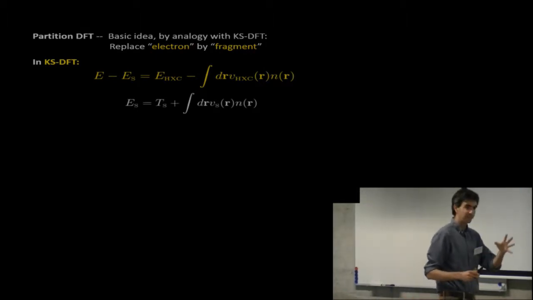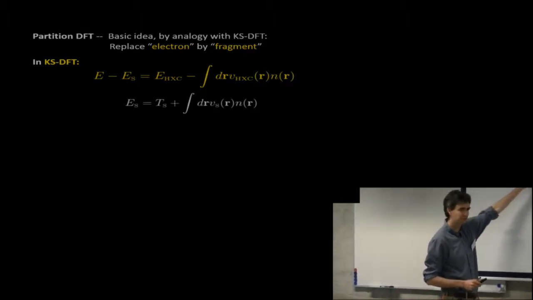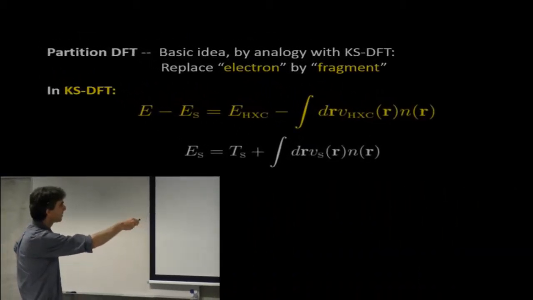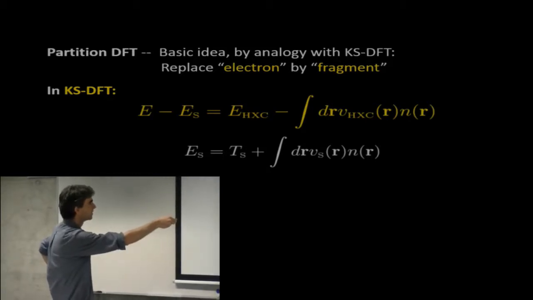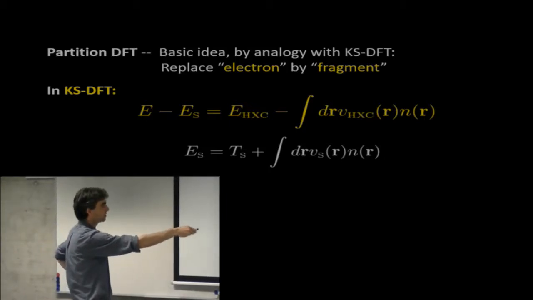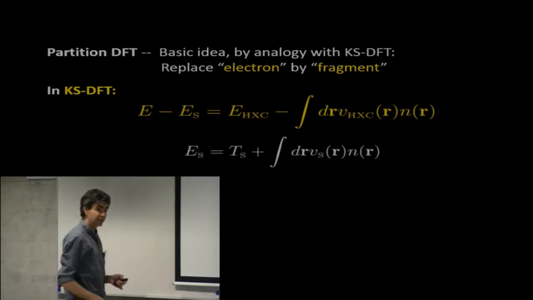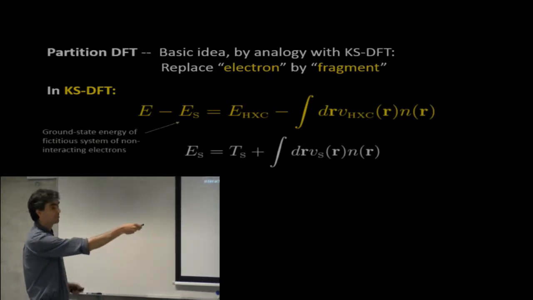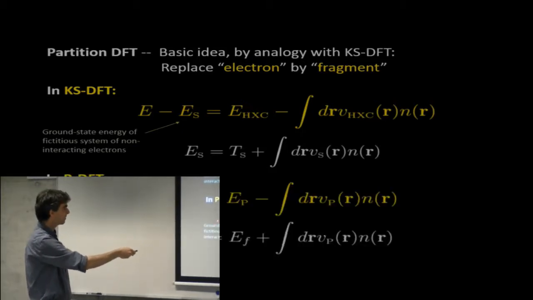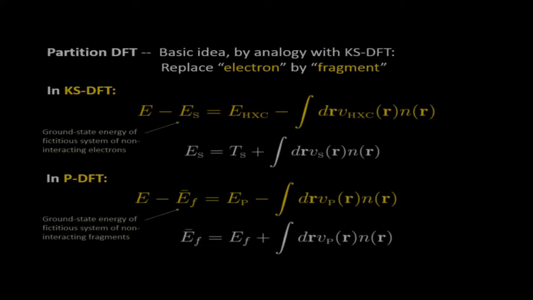And here, since we need to connect with the pedagogical talks, Kieron derived or wrote down maybe on the blackboard this expression from Kohn-Sham DFT. The difference between the true energy and the sum of the orbital energies is the Hartree exchange correlation energy minus this term, where E_S is the Kohn-Sham energy, the sum of T_S plus v_S dot n. Well, here's the analog in partition DFT. This is the ground state energy of the fictitious system of non-interacting electrons. So remember the analogy. In partition DFT, we have here the ground state energy for the system of non-interacting fragments. It's equal to the partition energy. You see the analogy and the partition potential, right? So it's a nice formula.